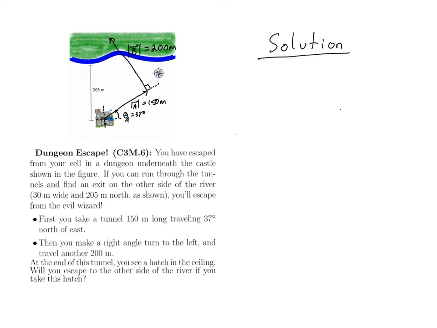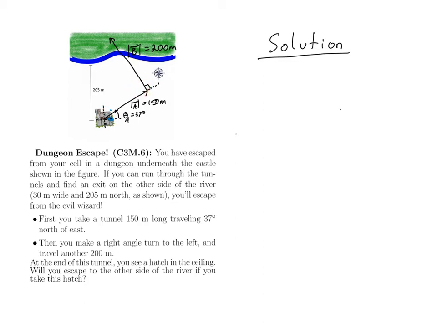Now at the end of this tunnel, I see a hatch in the ceiling, and I want to know if I've gotten to the other side of the river. So basically, is my drawing to scale? I didn't try to make it to scale, but is it actually to scale? The first problem I see is that I could figure out anything I wanted about vector A because I have an angle and a distance. I could find its x and y components. But for B, I can't really do that because I know that angle is 90, but in this coordinate system, I don't know what any of the angles are.